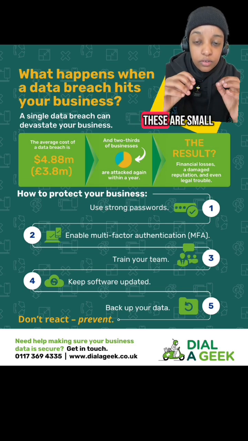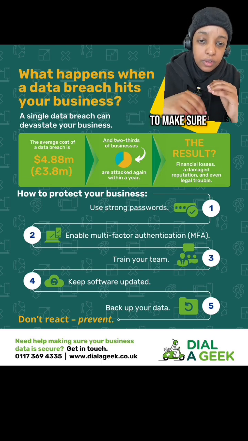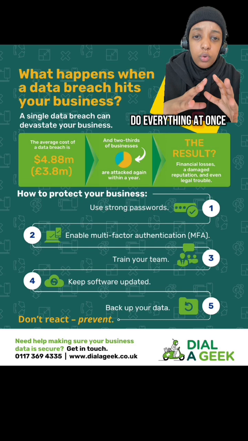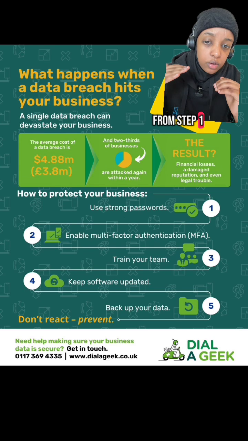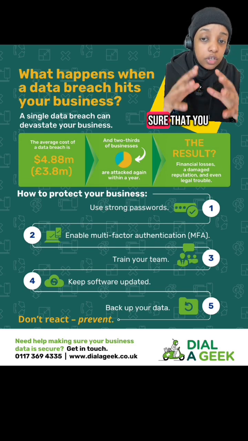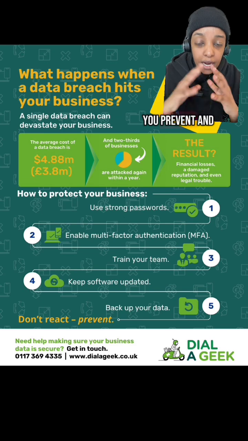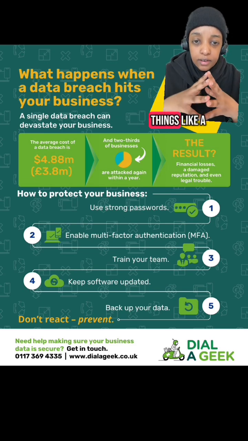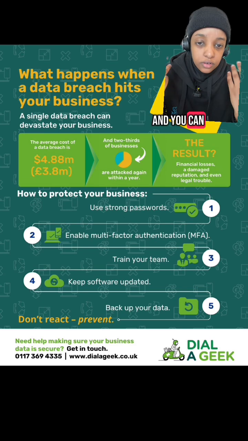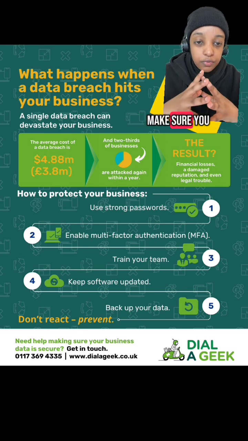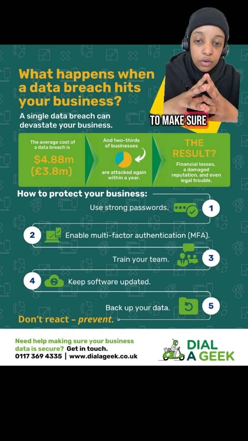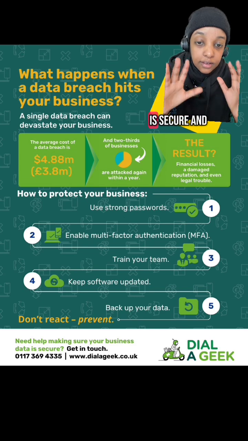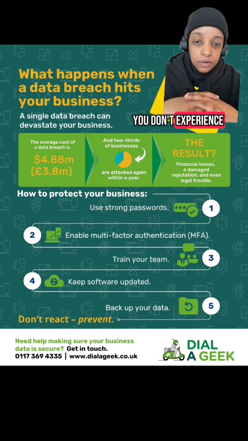So these are small steps you should take. You don't need to do everything at once. Make sure that everything is done methodically and you cover from step 1 all the way to step 5. Just make sure that you don't react, you prevent. And after that point, you can go towards things like a business continuity plan, and you can start doing tests. You can run simulations and so on. But these are the key things at the start to make sure your business data is secure and you don't experience a breach.